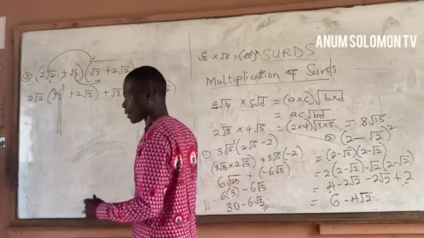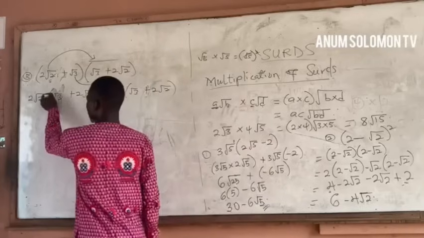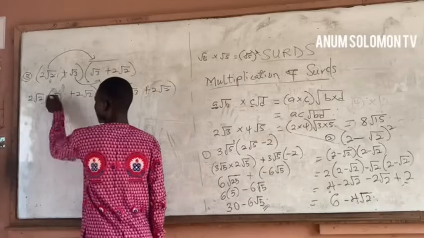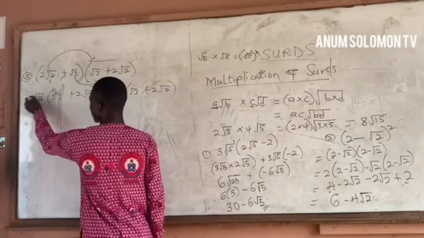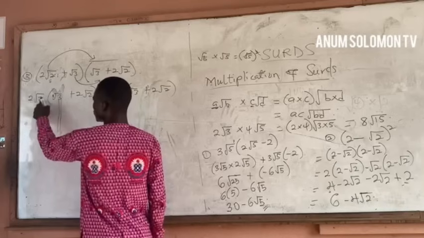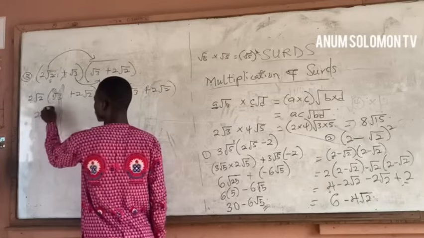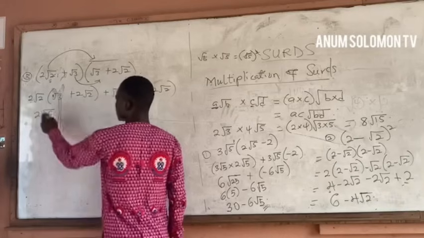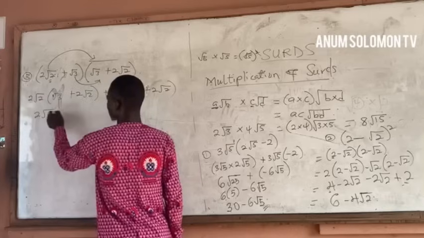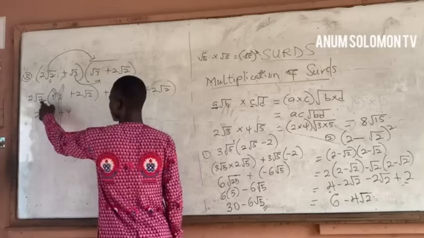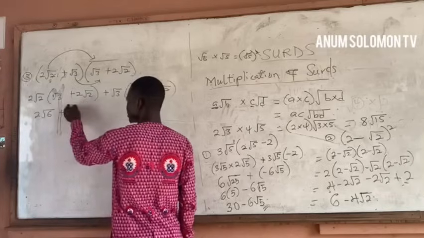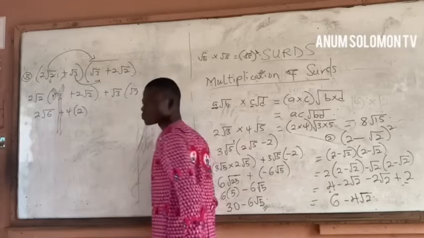Now let's take our time and expand. The number here is what? 1. So 2 by 1 is what? 2. Root 2 times root 3 is root of what? 6. 2 by 2 is what? 4. Root 2 by root 2, the same surd, is what? 2.